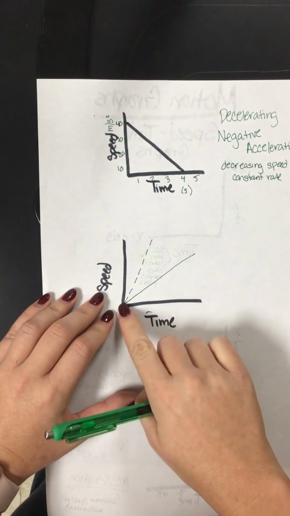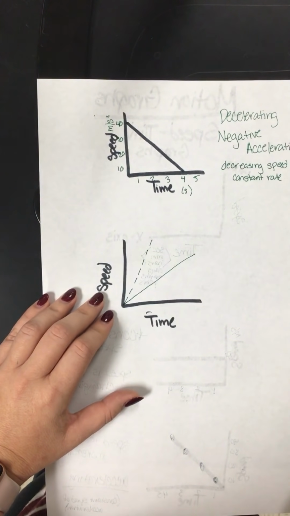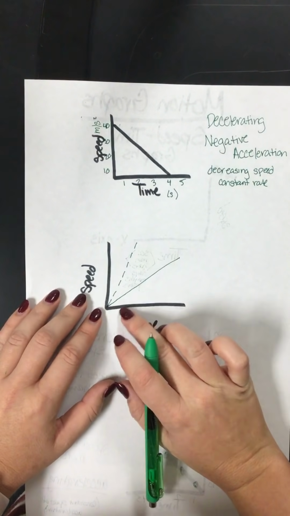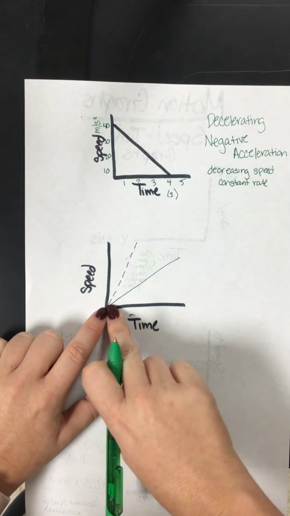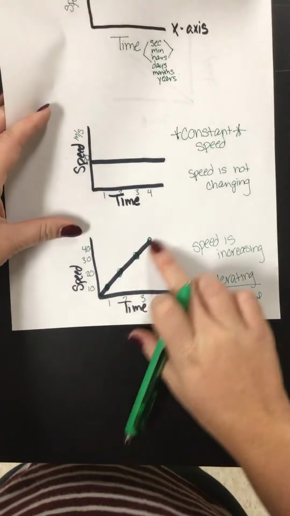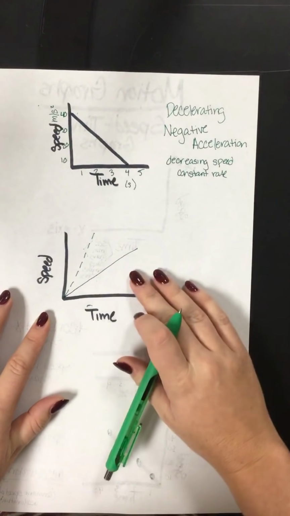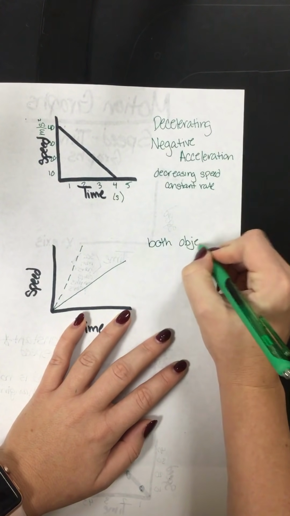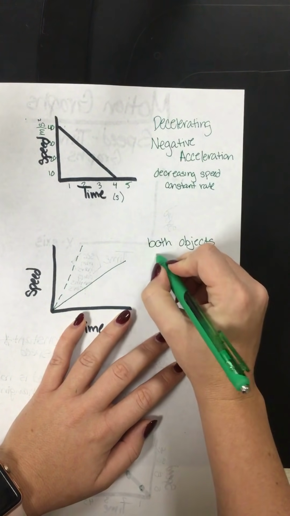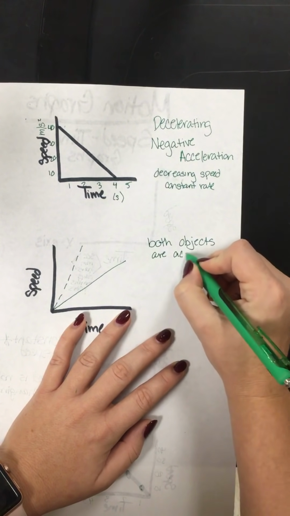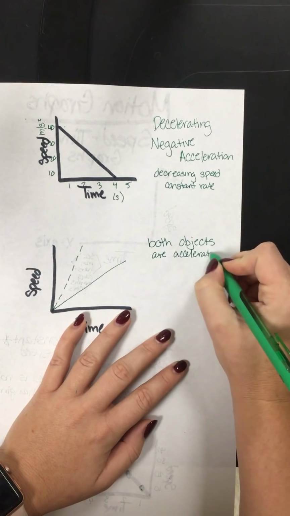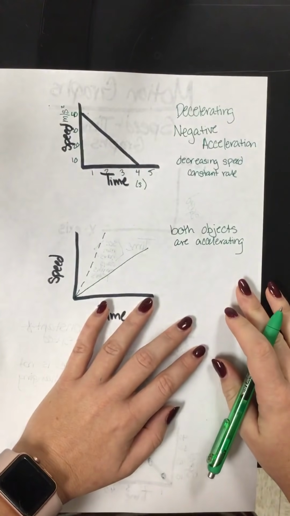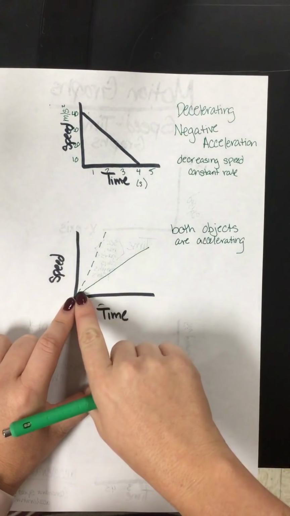Now notice the angle of both of these lines are different. So let's talk about what they have in common first. First, they're going from the origin and they're going in an upward direction. Well, we know from our previous notes that an upward direction tells us that that's accelerating. Both objects are going in this direction, so both objects are accelerating. Okay, so here's what is different.